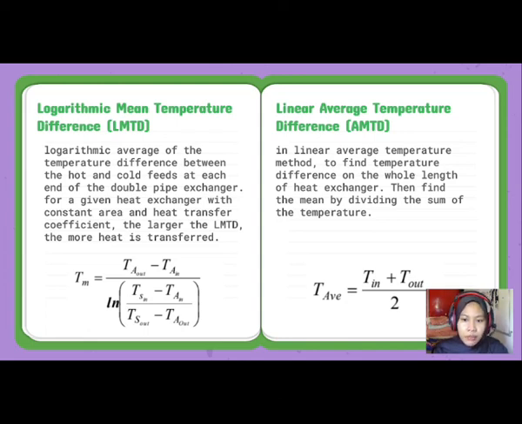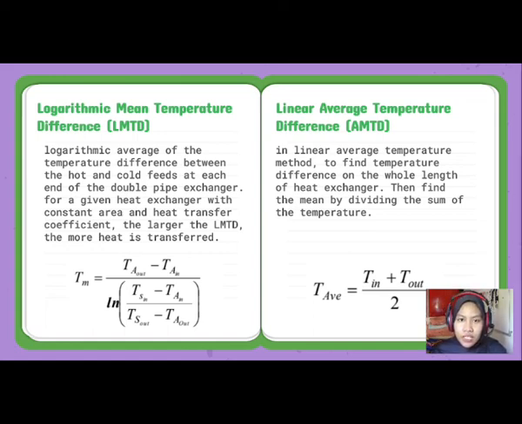In the AMTD, to find an accurate temperature difference, we would have to measure the temperature difference at all the points, but practically it's not possible. So if we use AMTD, then there would be error present in the calculation. Therefore, it is recommended to use LMTD.